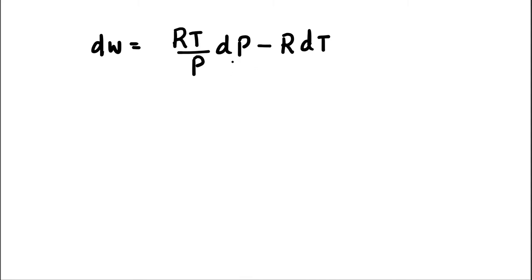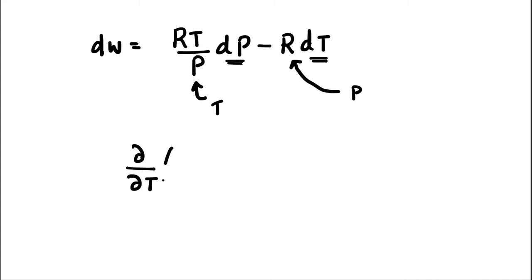Now here is a p term and here is a p term. So what should we do? This one we must differentiate with respect to p, and this one we must differentiate with respect to t. So let's differentiate with respect to t, and this term we differentiate with respect to p. So now I do differentiation of rt over p with respect to t, that is this one.